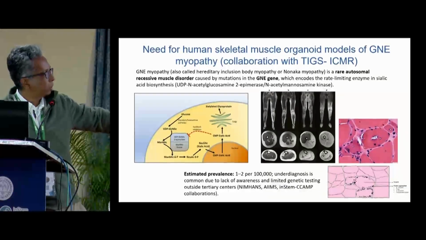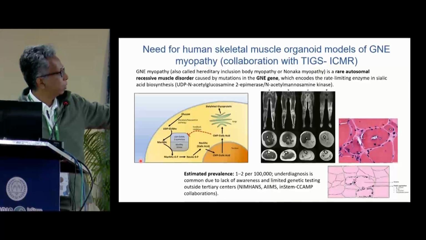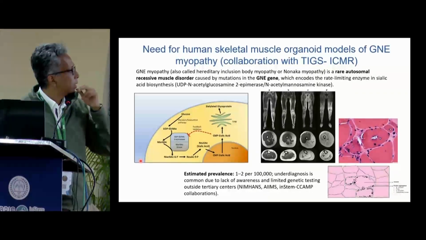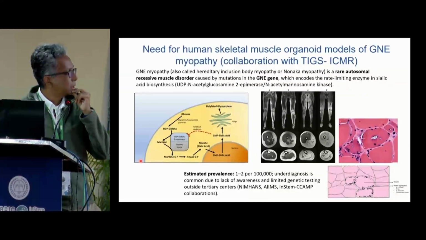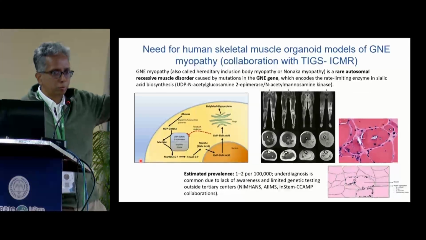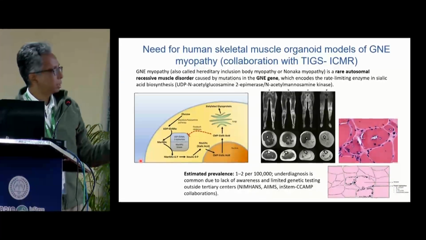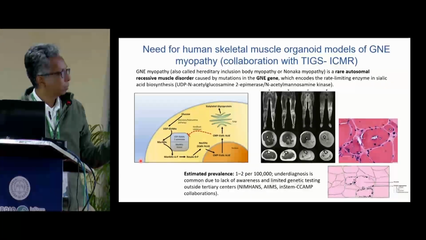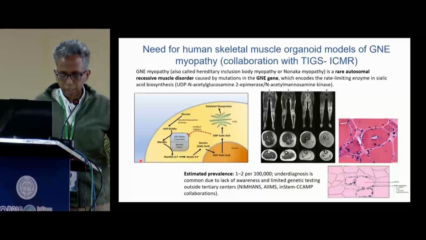And the reason, of course, is that there is a mutation in this enzyme, UDP-N-acetylglucosamine 2-epimerase, also called N-acetylmannosamine kinase, and because of that, the cell is not able to produce sialic acid, and there are all kinds of problems with glycosylated proteins. Now, of course, it is thought that it is 1 to 2 patients per 100,000, which is quite prevalent in India, and there is a lot more screening and all of that going on.